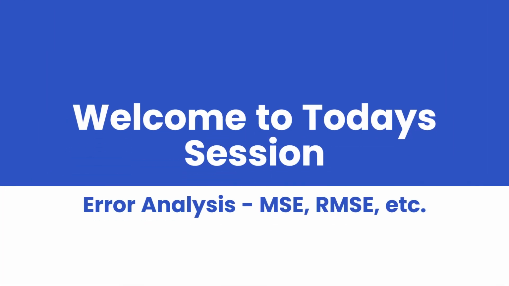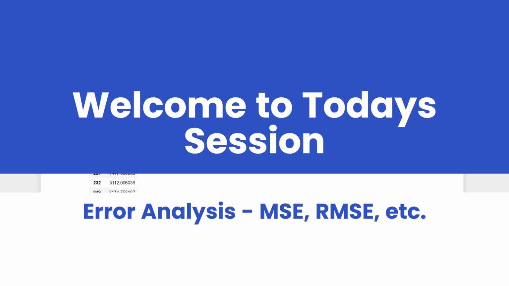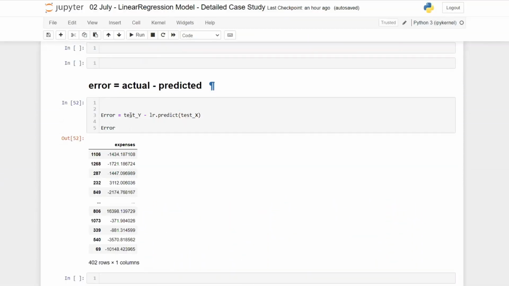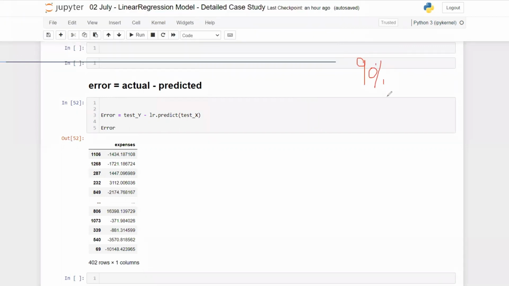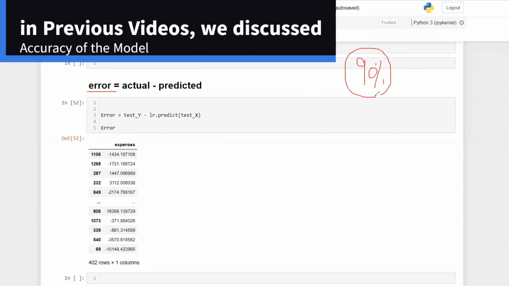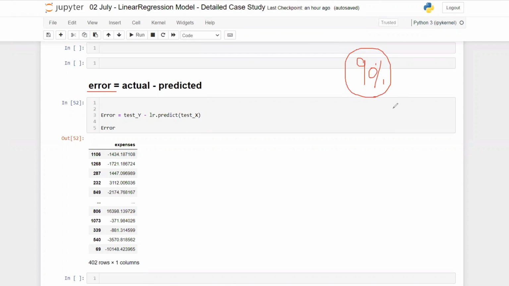Okay. So now let me come to the next important thing, which is error analysis. So far we were talking about the accuracy of the model, how accurate it is. I am saying my model is 90% accurate. So that is accuracy, not error. If my model is 90% accurate, there are different ways of explaining accuracy.